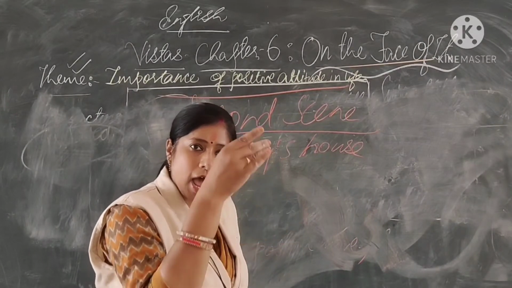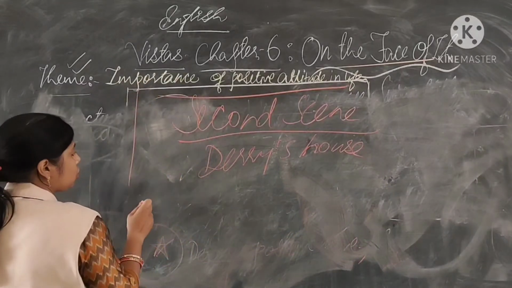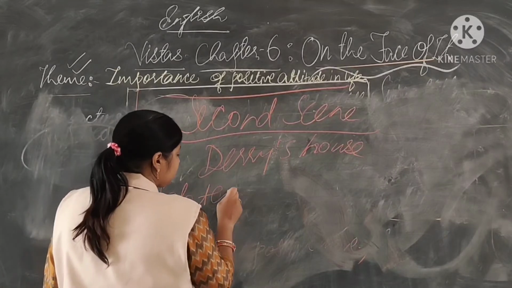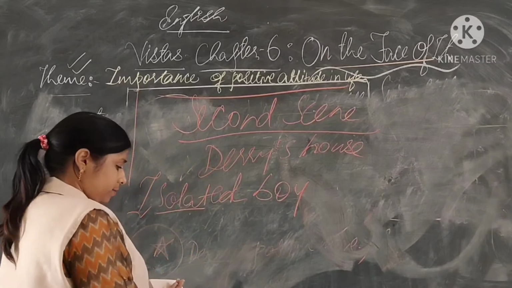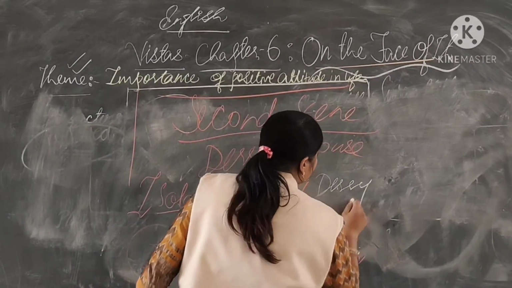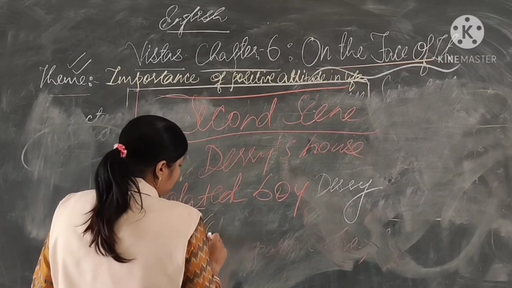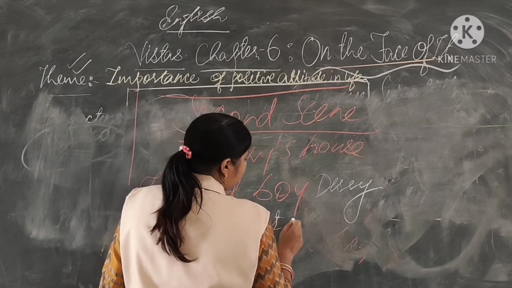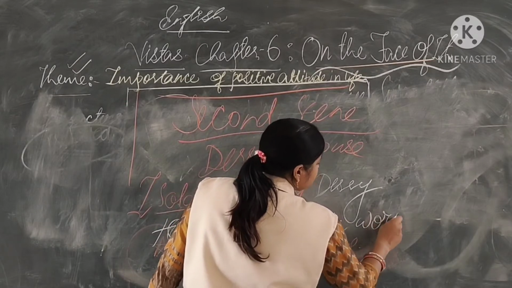That is the effort of Mr. Lamb, and he has changed one isolated boy, Derry, to come out in the world and shed his fear.